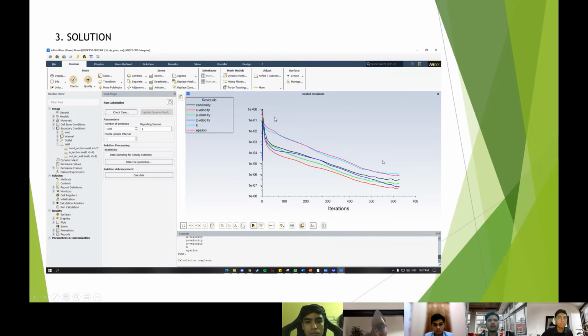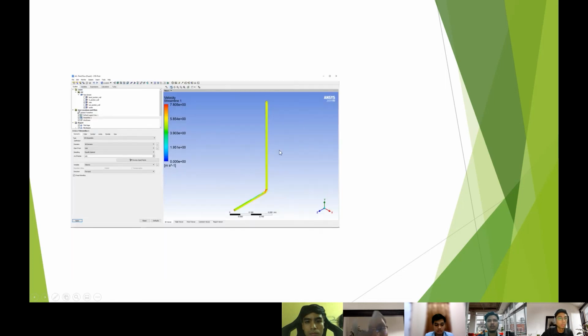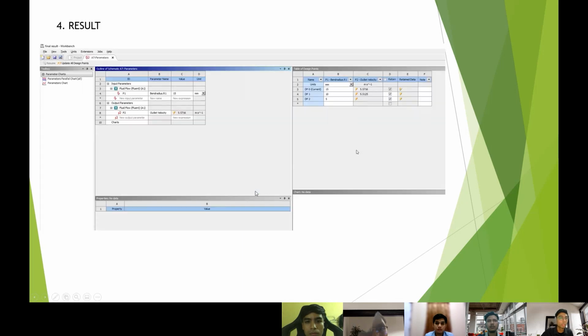Okay, this is the example of the solution. After we put in all the data, we can calculate the result that we need, which for right now is the flow coming from inlet to outlet. This is the result that we get after we do the calculation by using this ANSYS analysis. So this one is P2, which is outlet velocity. We get 5.5716.